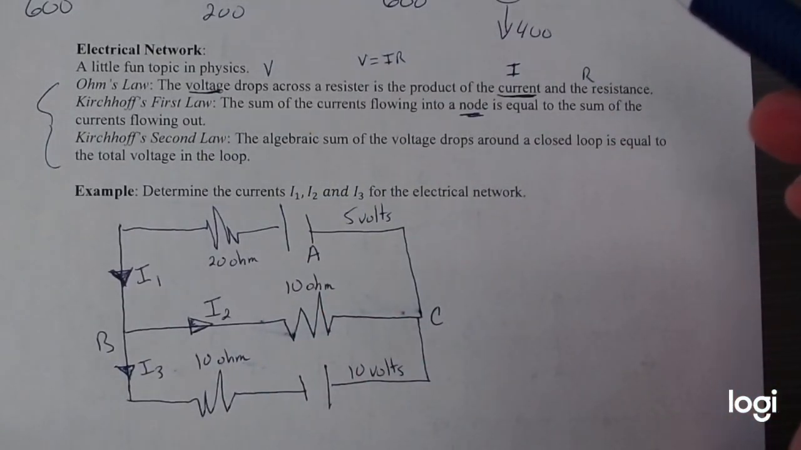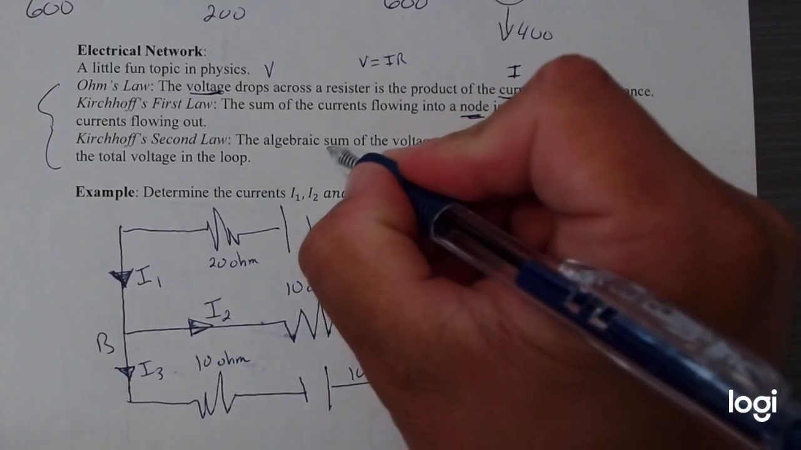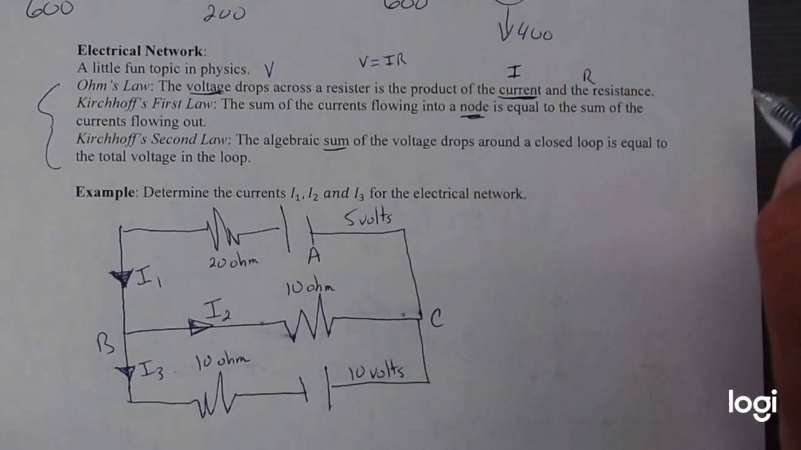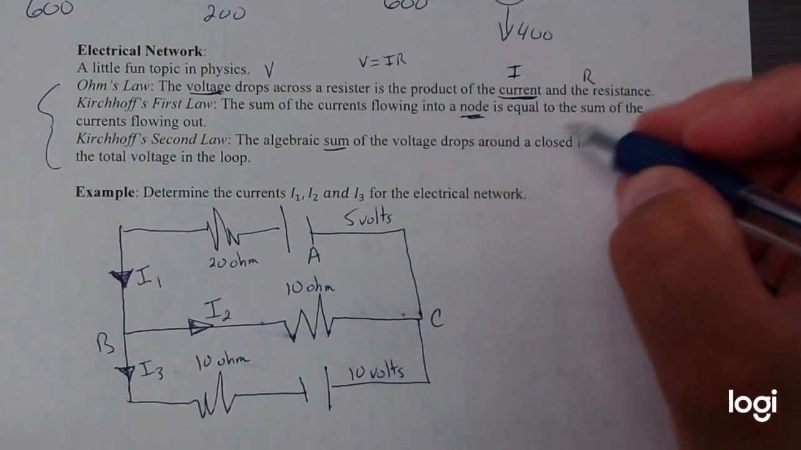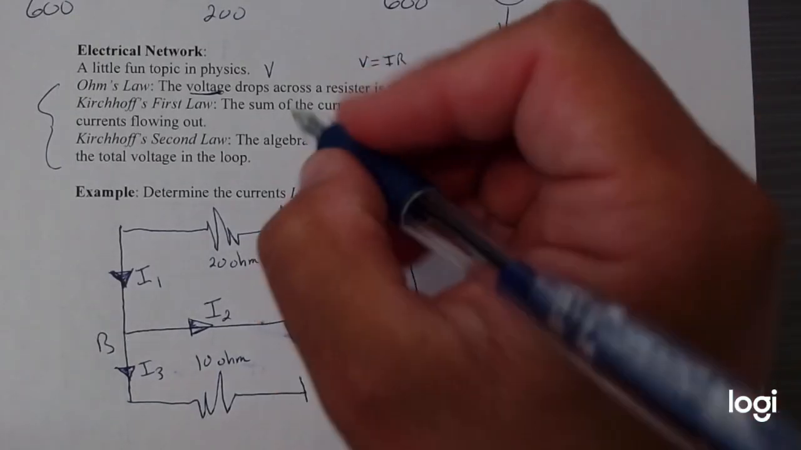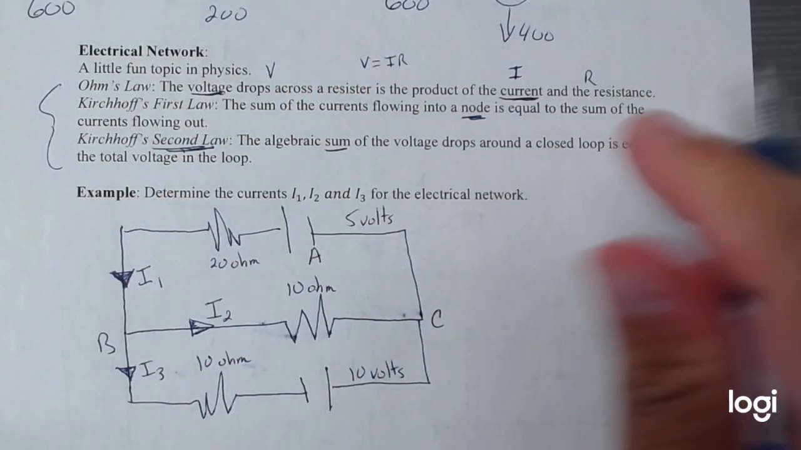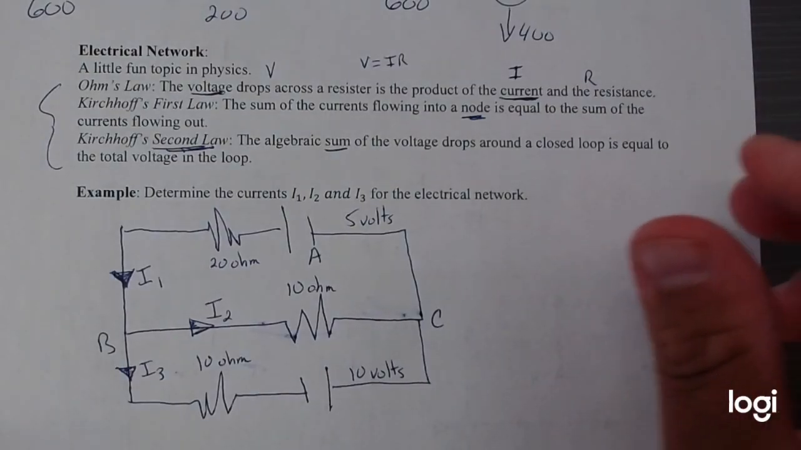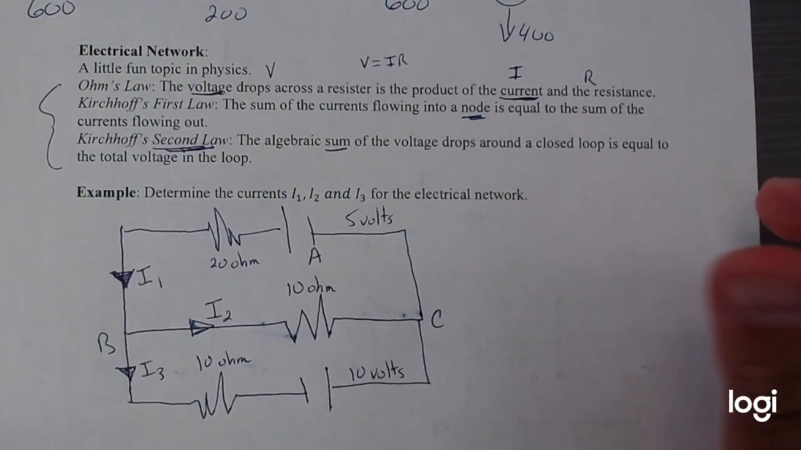His second law is the algebraic sum of the voltage drops around a closed loop is equal to the total voltage in the loop. So the sum of the voltage drops around a closed loop is equal to the total voltage in the loop. Pretty tricky situation, right? We'll talk about this one. This is the one we're going to be using the most when it comes to voltage drop and the sum equals the total voltage. Okay?